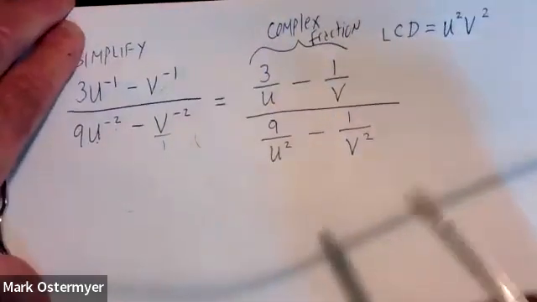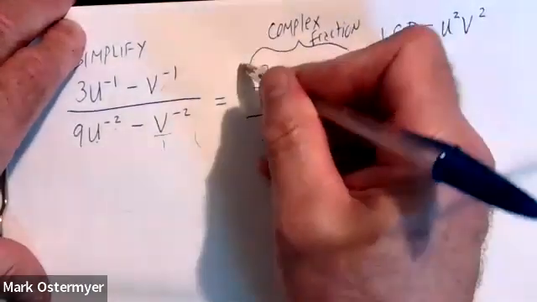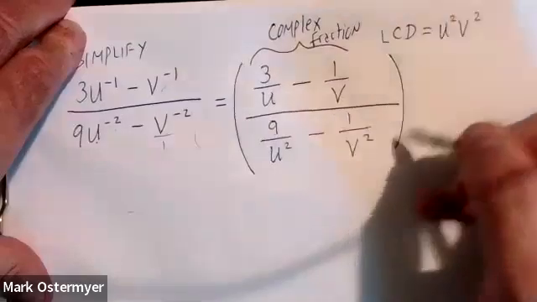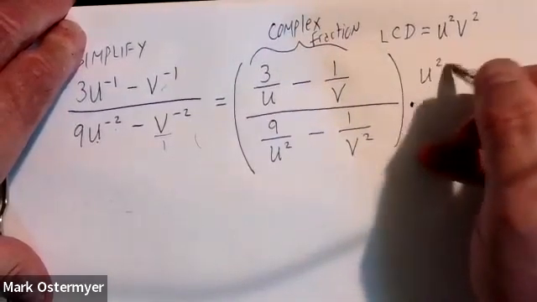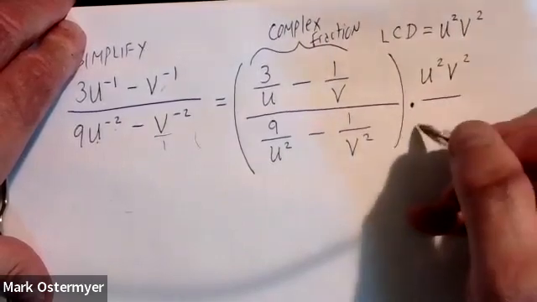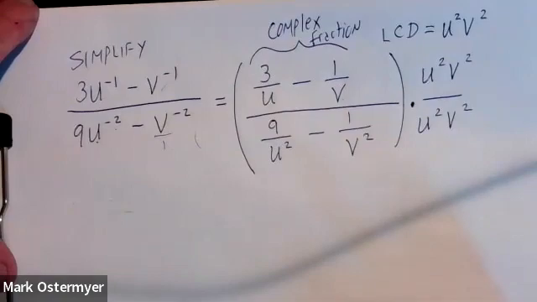Now, here's what we're going to do. To simplify this down to an ordinary simple fraction, I'm going to take this entire thing and multiply the top and bottom of it by the least common denominator. So I'm going to multiply the numerator by u squared v squared, and I'm going to multiply the denominator by u squared v squared. This is the quickest way to simplify a complex fraction.